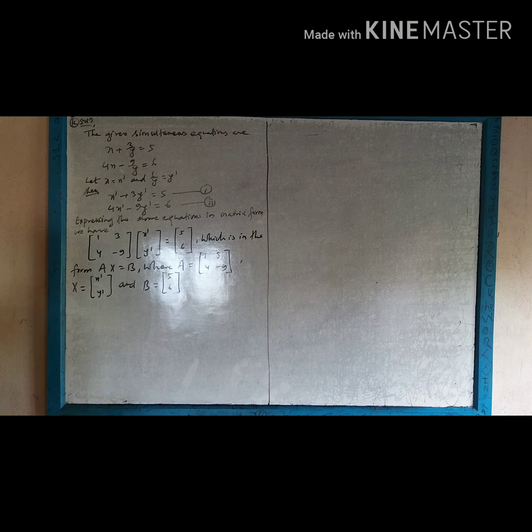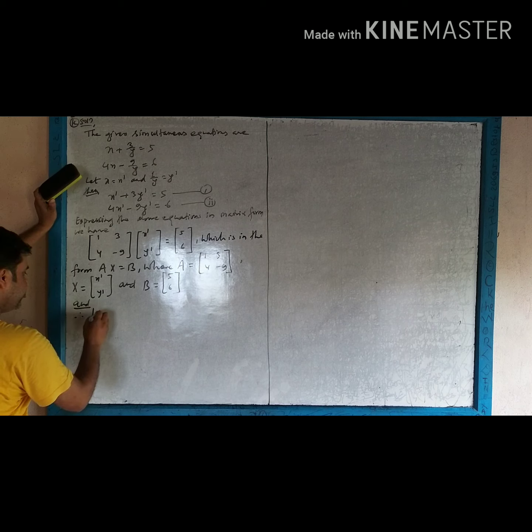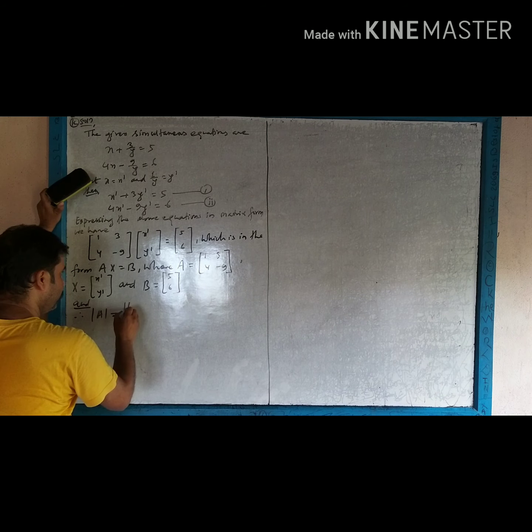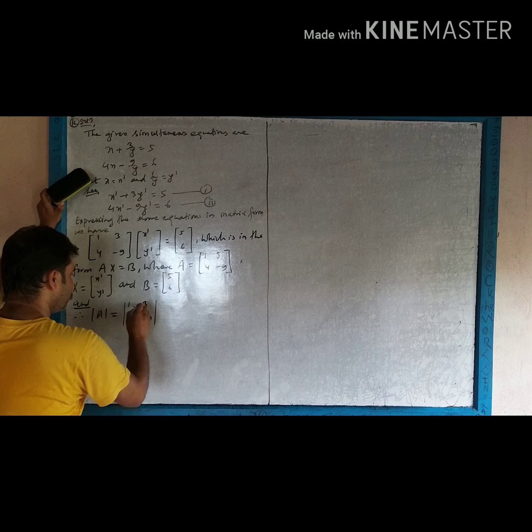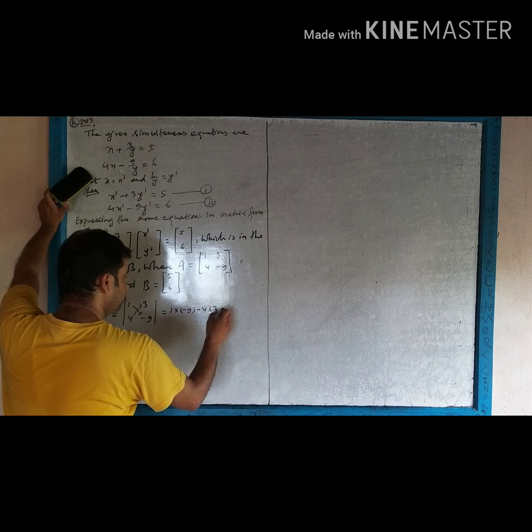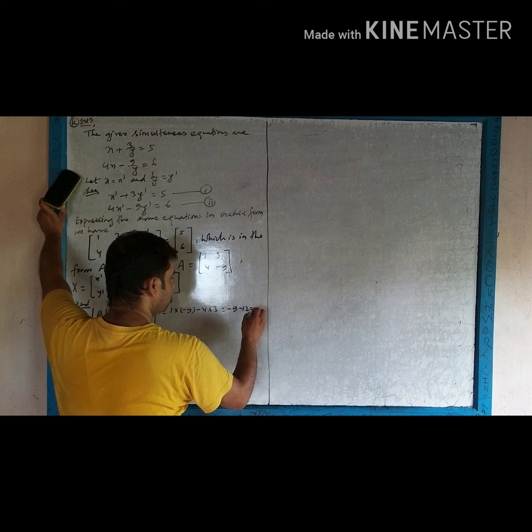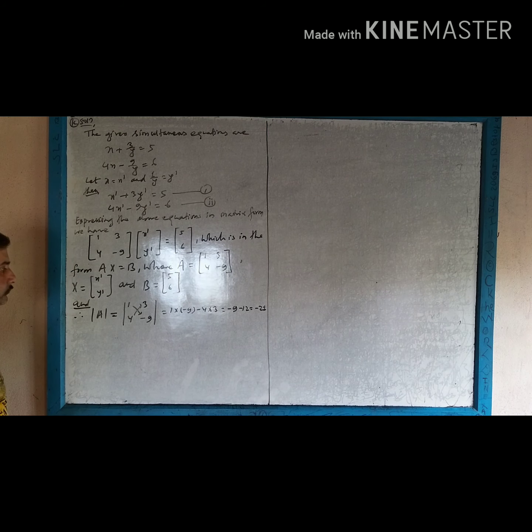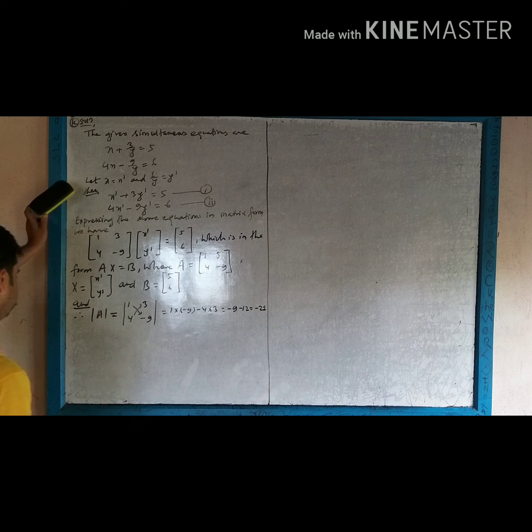Okay, and therefore let us find the determinant of A. What is the determinant of A? It is 1, 4, 3, minus 9. Just cross multiply: 1 into minus 9 minus 4 into 3 is equal to minus 9 minus 12, equals minus 21. It's minus 21.